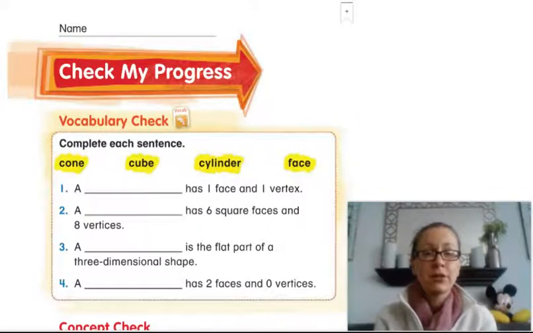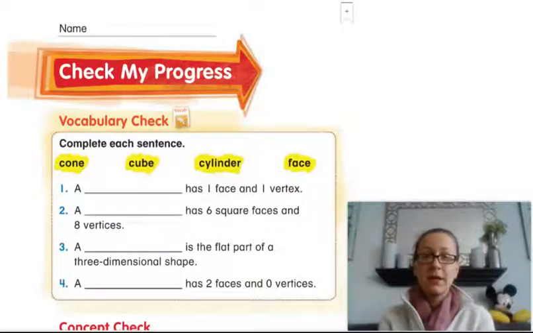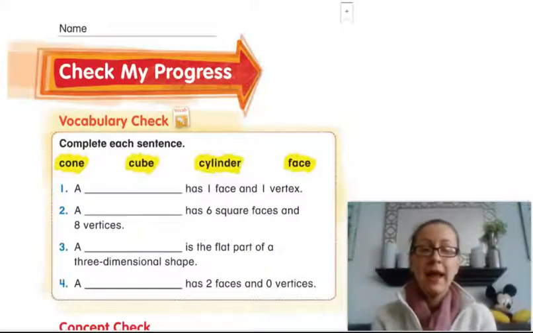If you get to a question and you don't think that the word that you have left fits, make sure you go back up and reread the sentences you've already done. You may need to change your answers. Okay, so here is your sentence for number 1. A blank has 1 face and 1 vertex.